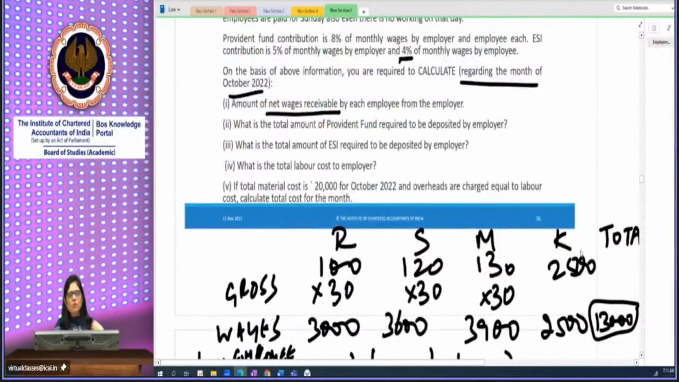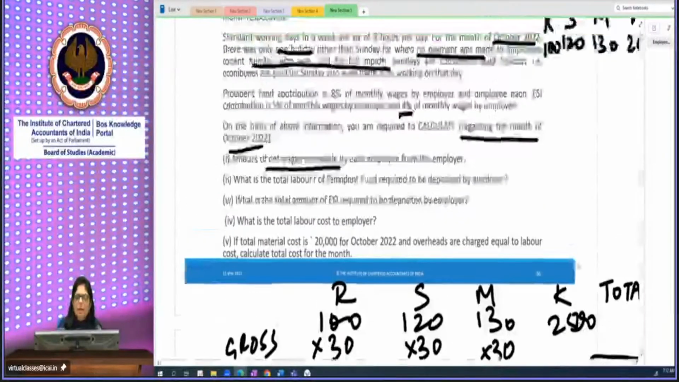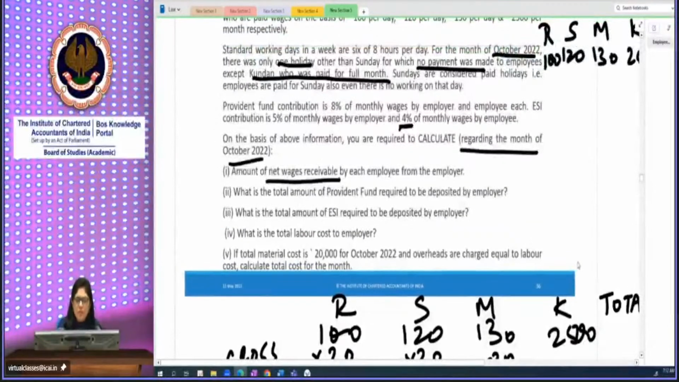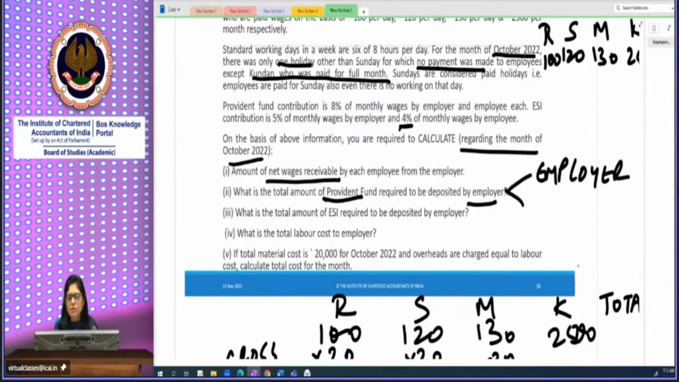Now let's move on to the second part. What is the total amount of provident fund required to be deposited by the employer? Provident fund means the employer will deposit the employer contribution and also the employee contribution. So the total amount will be deposited by the employer to the government. Both contributions, employer and employee, will be deposited.